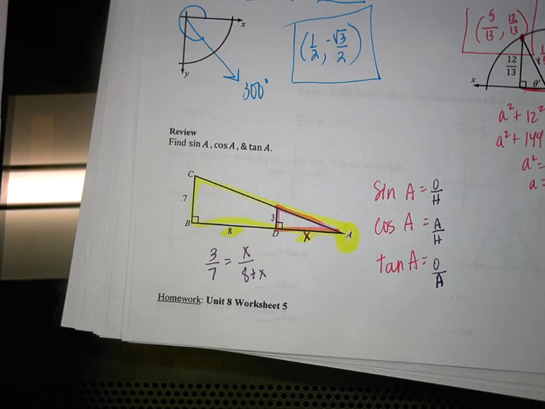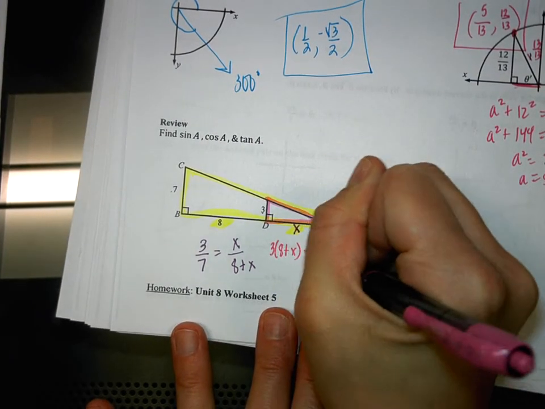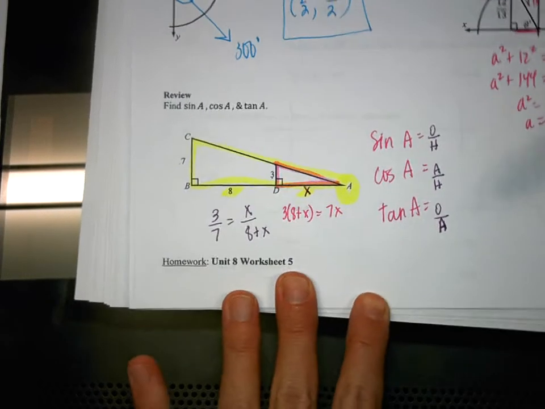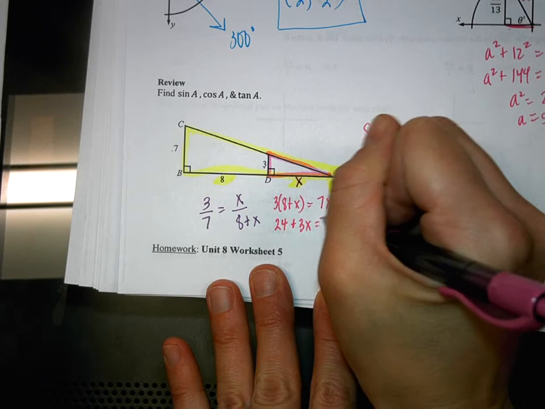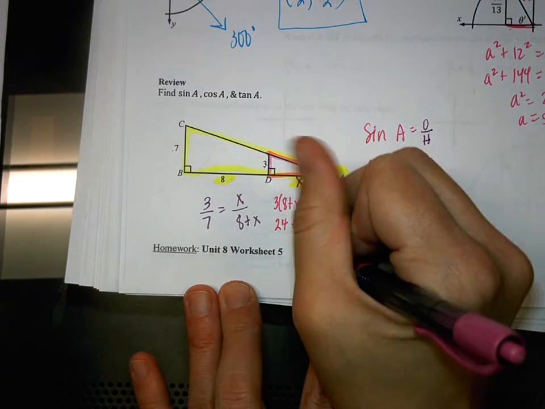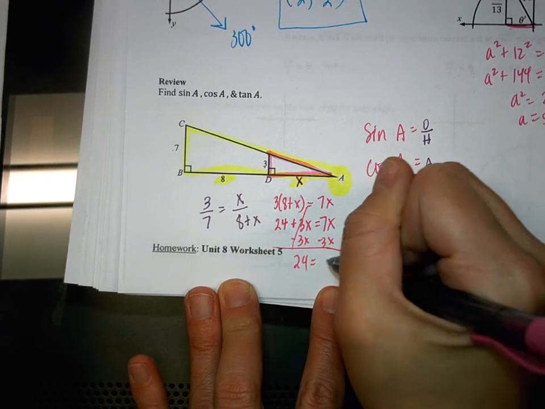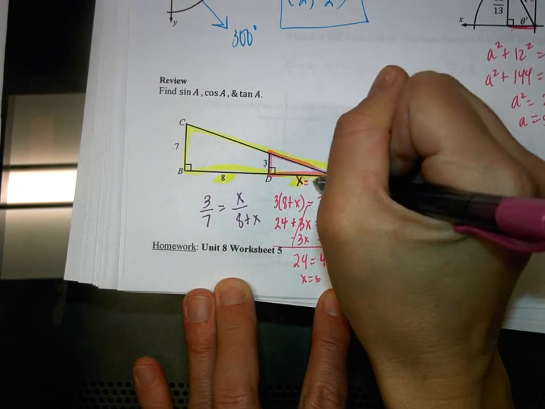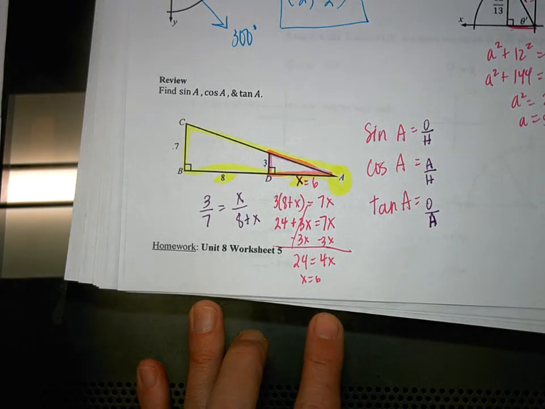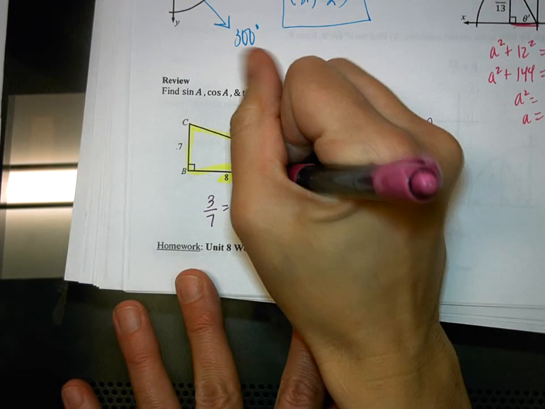Okay, and so now we can solve. We cross multiply. We have 3 times 8 plus x equals 7x. We distribute, we get 24 plus 3x equals 7x. We subtract 3x from both sides. 24 equals 4x, which means x equals what? So this side is 6. Okay, so in terms of our triangle now, this whole bottom part is what? 14. So I'm going to put a 14 here and circle it.